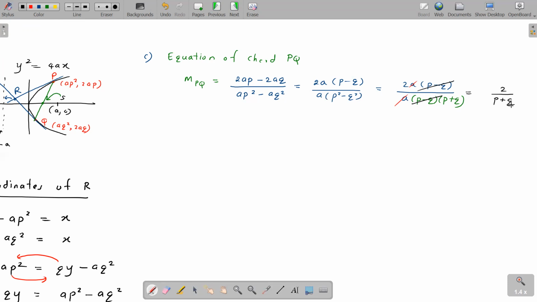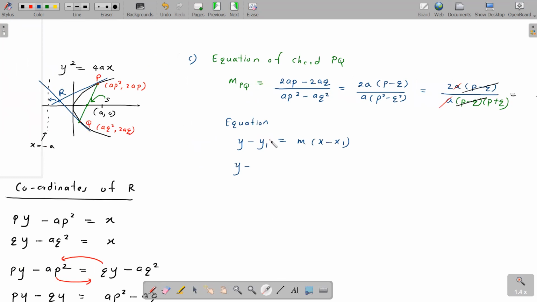Okay, so I have that. Now the gradient is there. Now it's time to find the equation. So how do we get the equation? Y minus Y1 equals gradient times X minus X1. So Y minus, what is Y1? You had to use a point that passes through the line. So our line is the PQ line. If you want, you could use the P coordinate or you could use even the Q coordinate. Any one of them is fine. Is that okay? I'll use P. Even if you use Q, there won't be any problem. Its answer will be exactly the same.